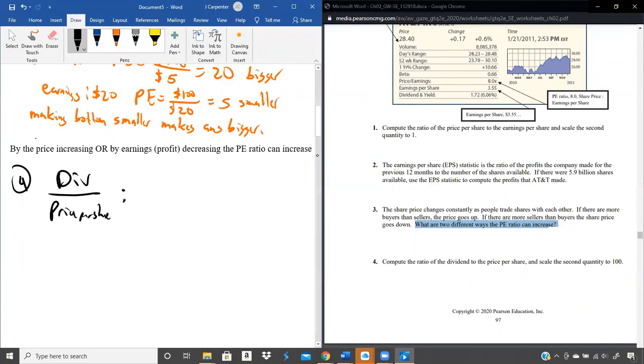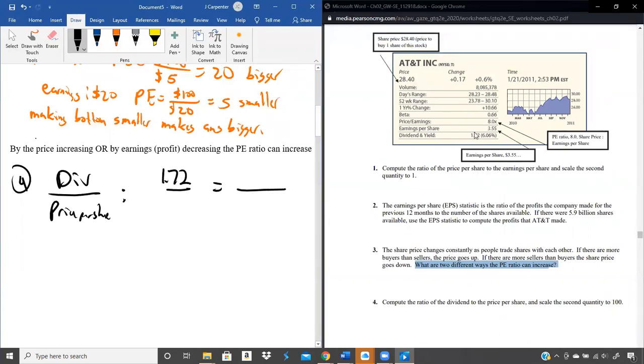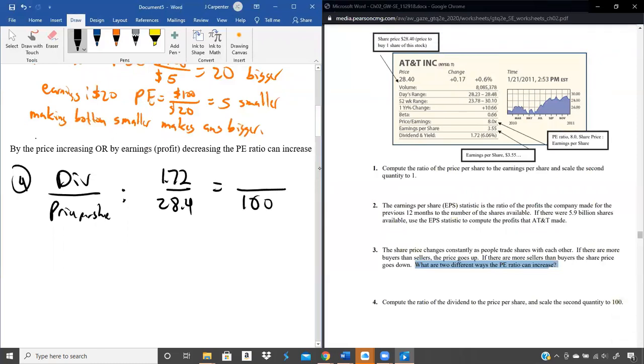We're scaling something so we know it's a fraction equal to a fraction. The left one should be the dividend and price per share we extract from the table. What's the dividend? It's 1.72. Use your eyes. What's the price per share? It's 28.4. Use your eyes. Then we're scaling the second quantity to 100. Well, remember, when we scale things to 100, that's kind of turning one of these things into a percentage, basically. And then there will be our x.